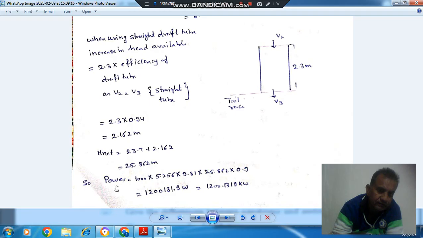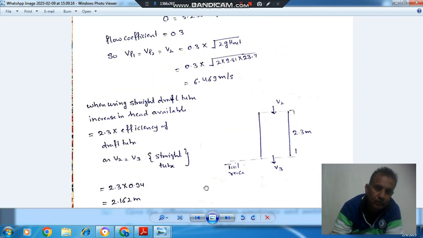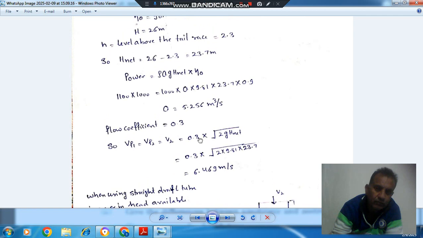So power will be rho Q g H into overall efficiency. H is this. So now the power is 1200.1319 kilowatt. Previously without draft tube it was 1100 kilowatt.